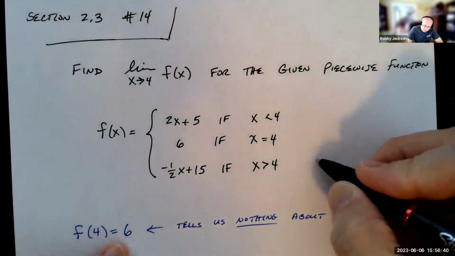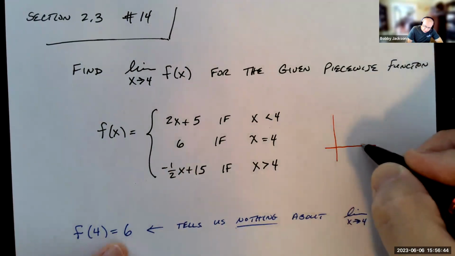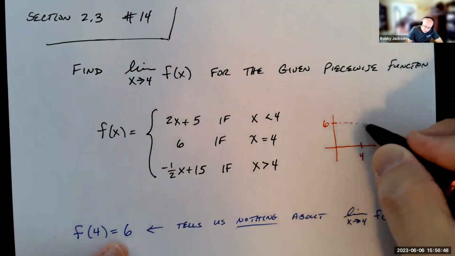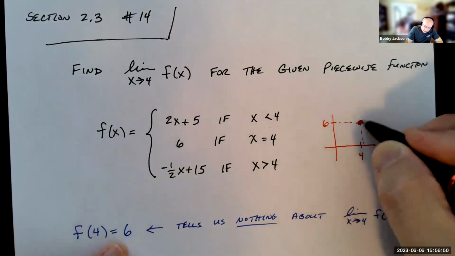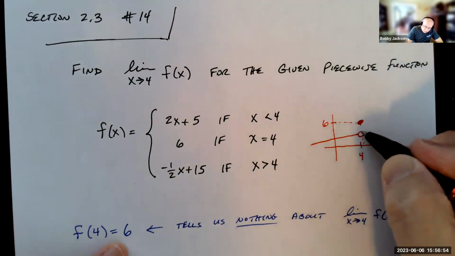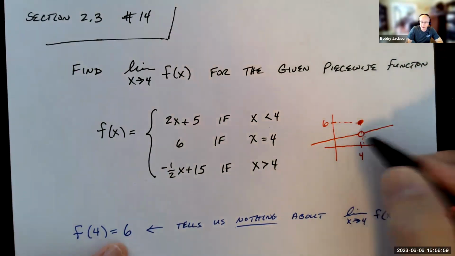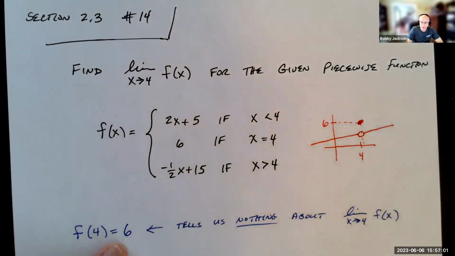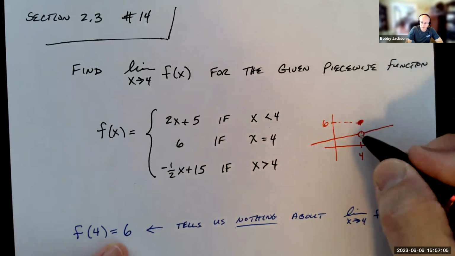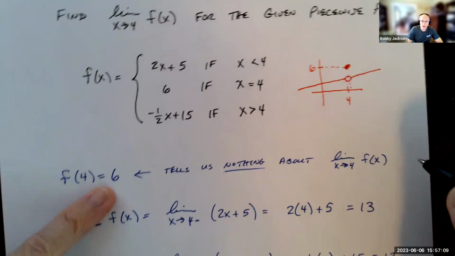Again, I can have a function and the value of the function at 4 can be 6. Put a little dot there, right? But the function can still have the limit exist, and the limit is something less than 6 in this case, or the limit may not even exist. And so we don't know. The value of the function doesn't tell us what the limit is necessarily.